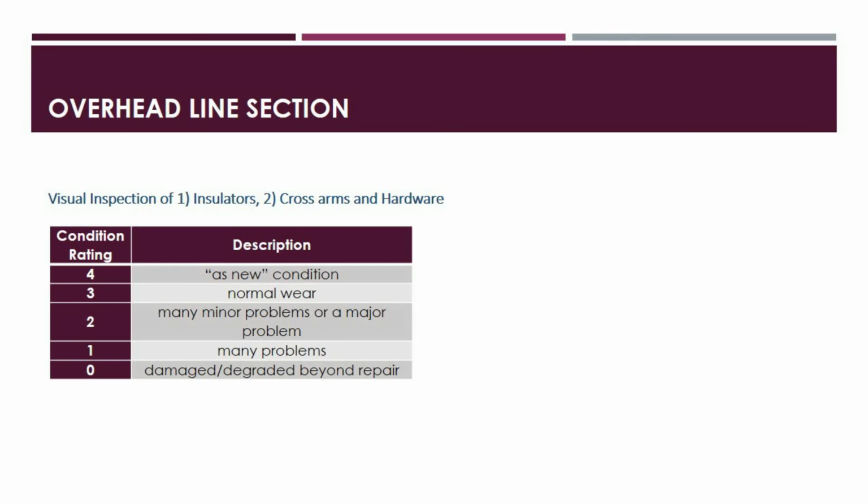Now, with the rating of 2, it means that the crossarms or hardware have many minor problems or one major problem that requires close attention or monitoring. As for a rating of 1, it means the crossarm or hardware have many problems and the potential for failure would rapidly escalate unless preventive maintenance is performed. And lastly, for a rating of 0, the crossarm or hardware have damage or are degraded beyond repair and will actually require replacement.